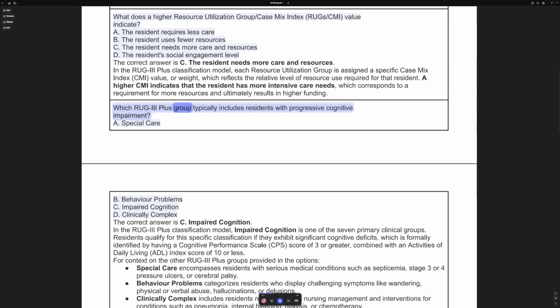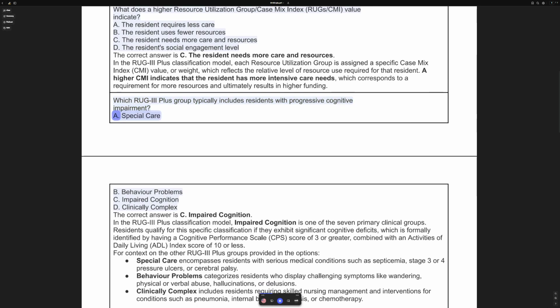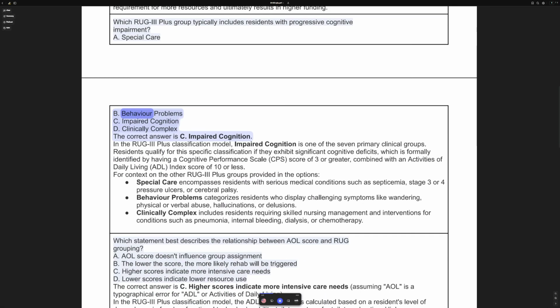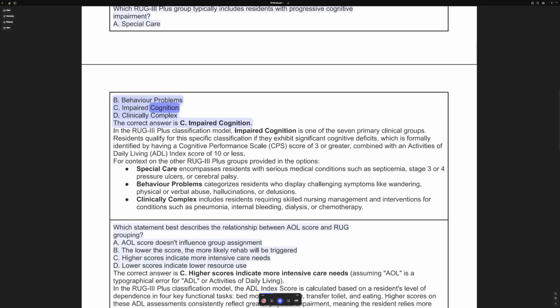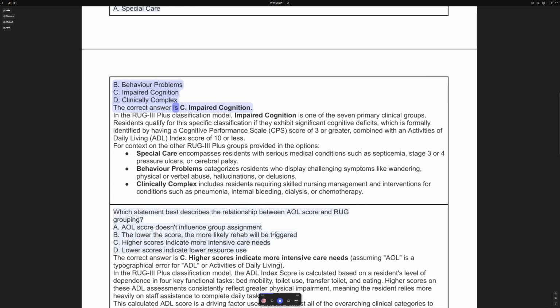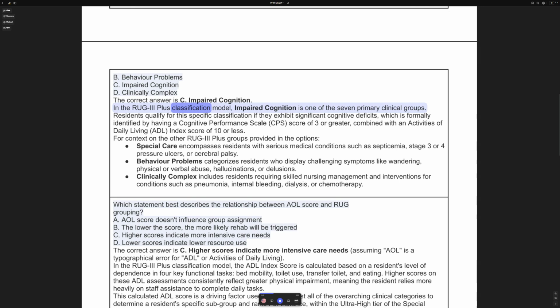Which RUG 3 Plus group typically includes residents with progressive cognitive impairment? A. Special care. B. Behavior problems. C. Impaired cognition. D. Clinically complex. The correct answer is C. Impaired cognition. In the RUG 3 Plus classification model, impaired cognition is one of the 7 primary clinical groups.